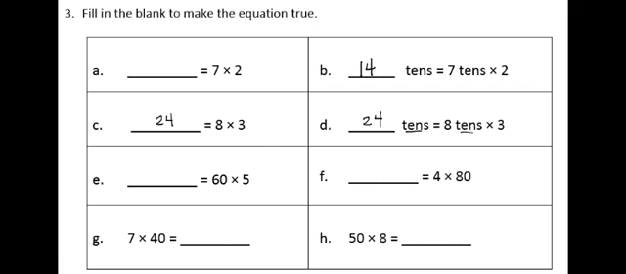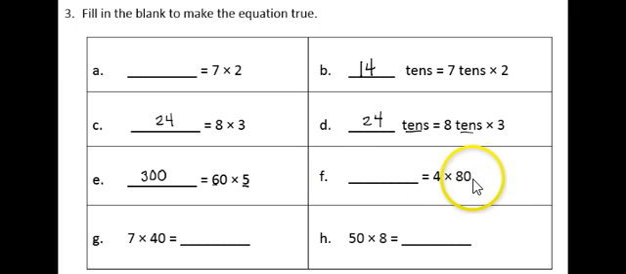The next problem is 60 times 5. I can think of 5 times 6. 5 times 6 is 30. That would be 5 times 6 ones. So if I take 5 times 6 tens, that would give me 30 tens. 30 tens is the same as 300. Another way to look at that is 5 times 6 times 10. 5 times 6 is 30, times 10 is 300.